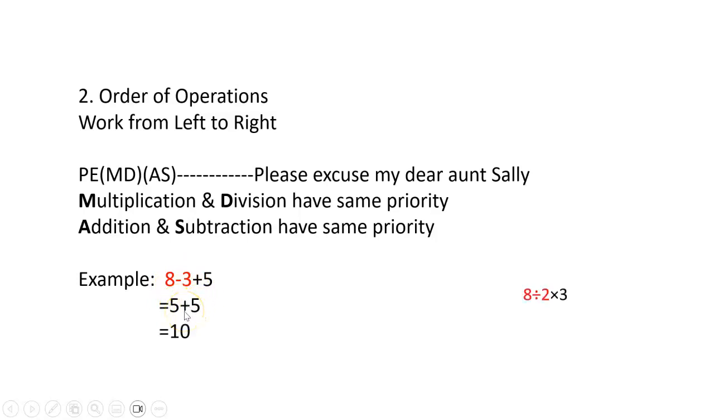So similarly, we have 8 divided by 2 times 3. If you see division before multiplication, you just do division first. So again, left to right order. 8 divided by 2 is 4, and 4 times 3 is 12.